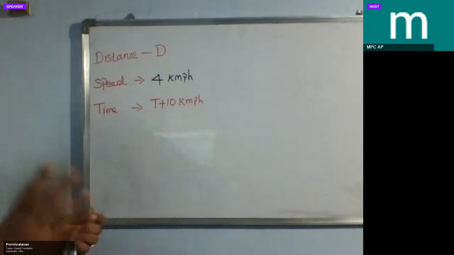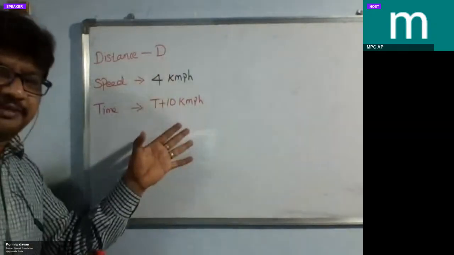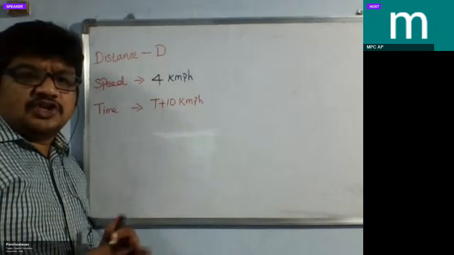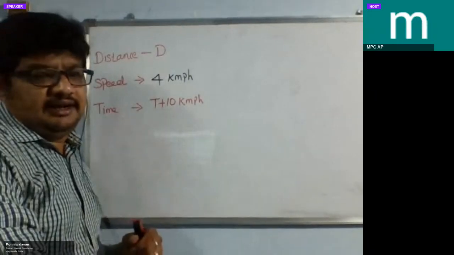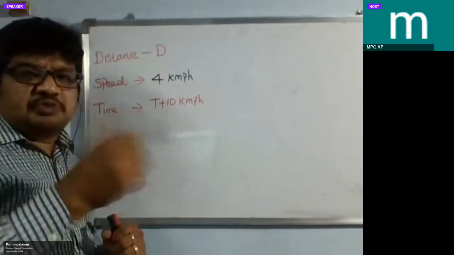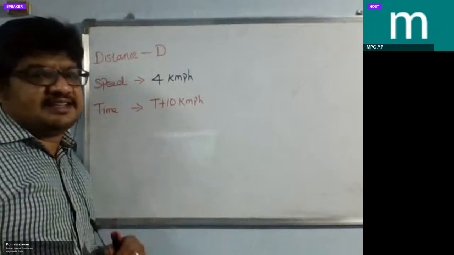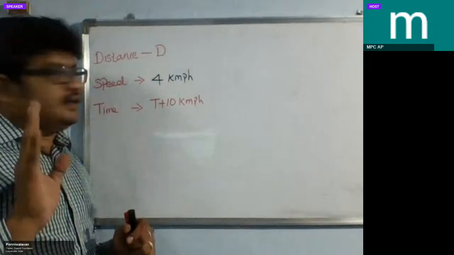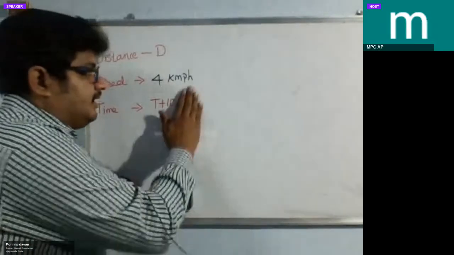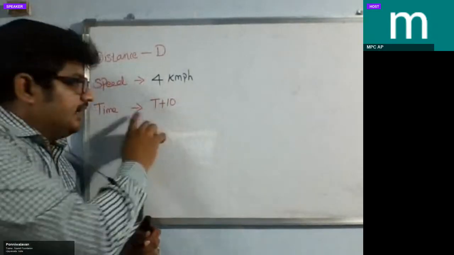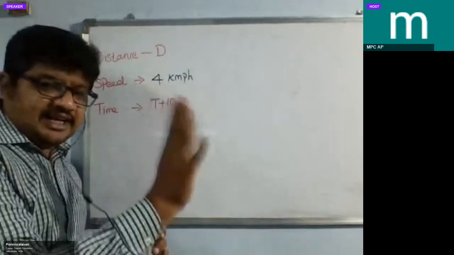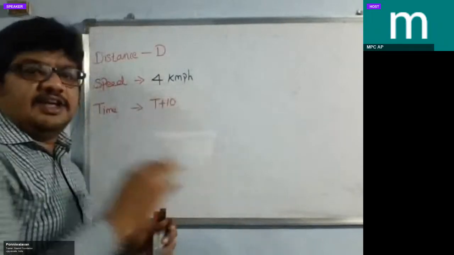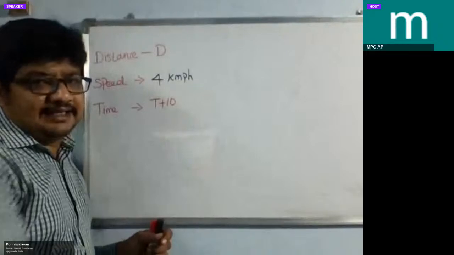Now, this is the first day that happened. First day he misses the bus. So he makes a commitment: tomorrow I will go early and I am going to catch the bus. Like that he planned. T plus 10, not kilometer per hour. T plus 10. So tomorrow he planned like this.